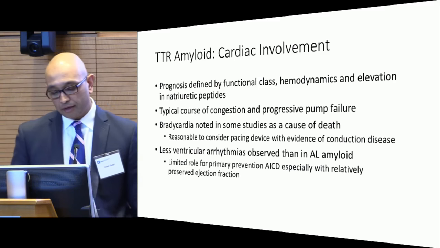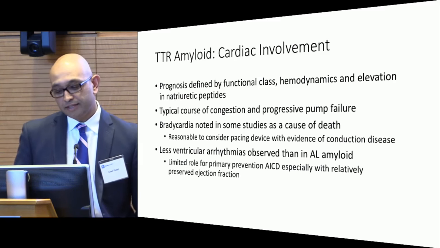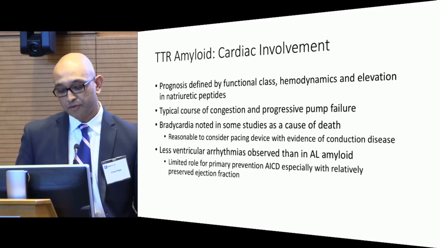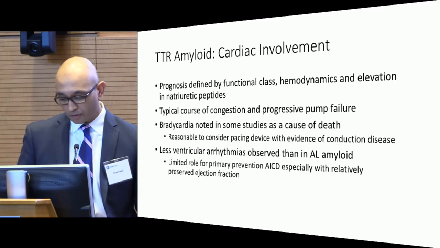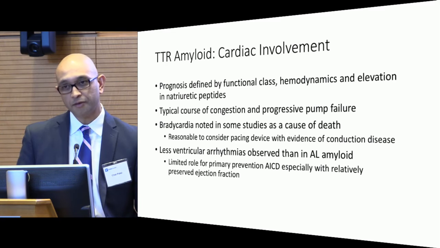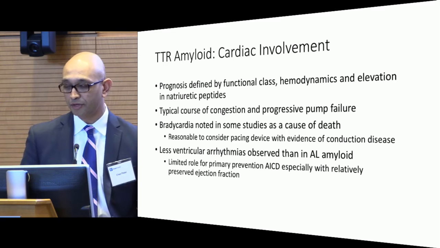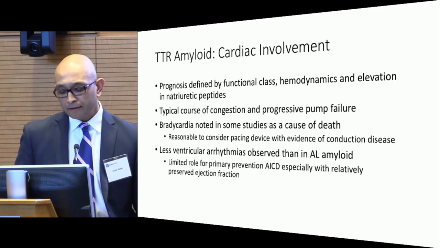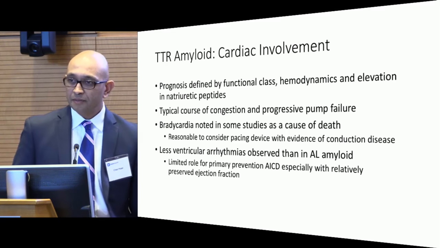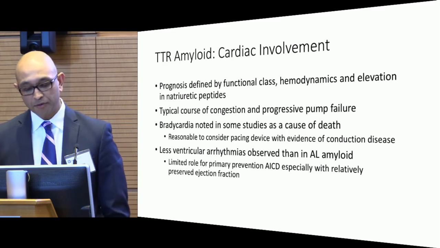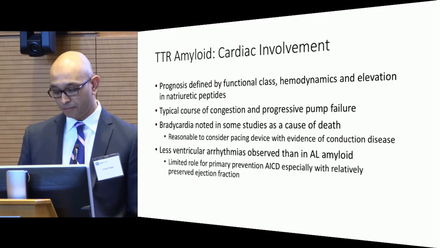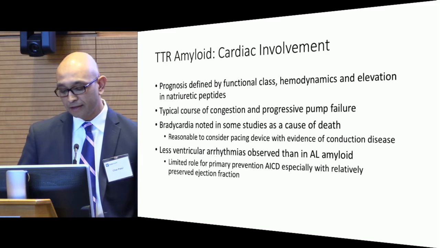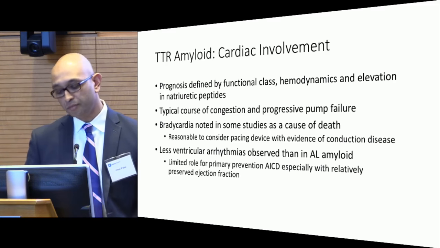So, as was mentioned, both in AL amyloid and TTR amyloid, prognosis is really defined by the functional class, the hemodynamics, and the degree of elevation in natriuretic peptides, as well as troponin as a marker of cardiac injury. The typical course, as I mentioned, is one of congestion, progressive pump failure, often hypotension. Arrhythmias are also noted.